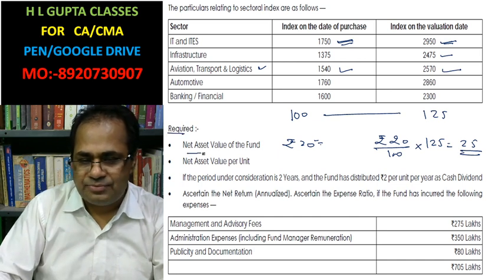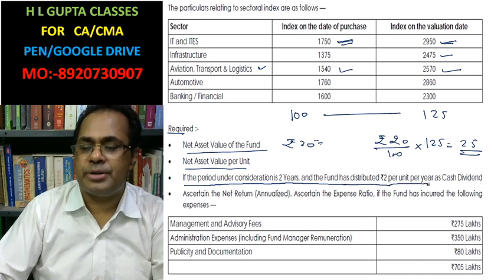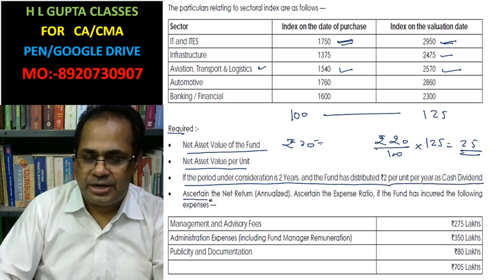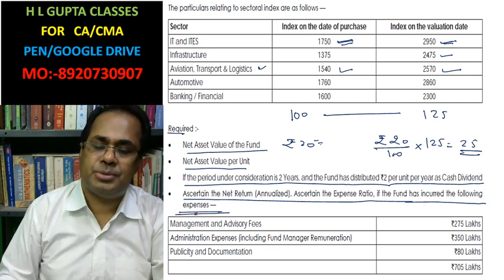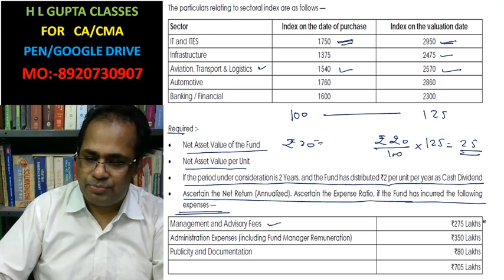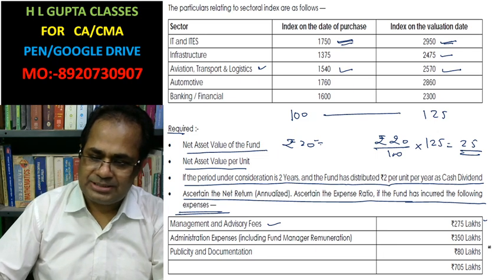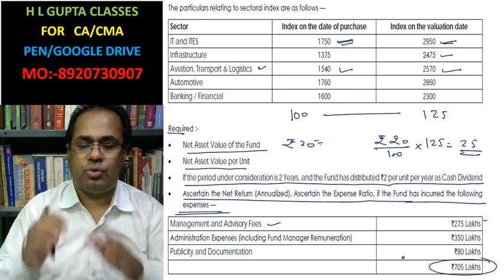Required: net assets value of the fund, net asset value per unit. If the period under consideration is 2 years and the fund has distributed rupees 2 per unit per year as cash dividend, ascertain the net return annualized and ascertain the expense ratio. If the fund has incurred the following expenses, this information is given. Management and advisory fees, administration expenses, and publicity and documentary fees, total fees is rupees this. Now you have to calculate all these.